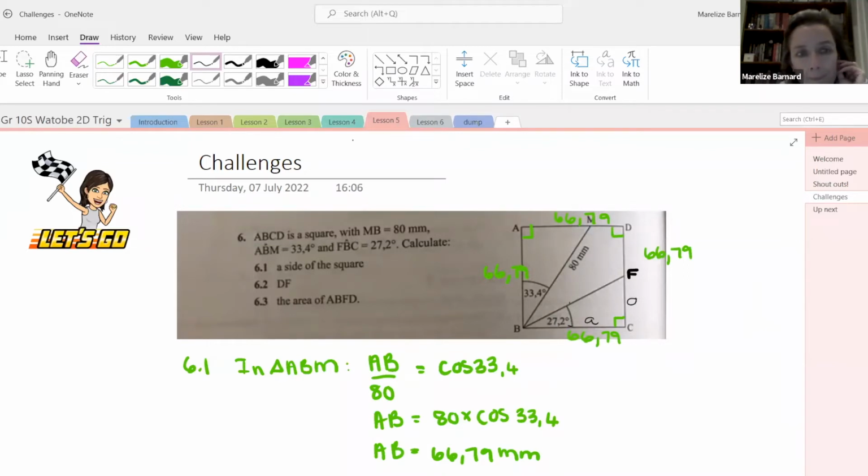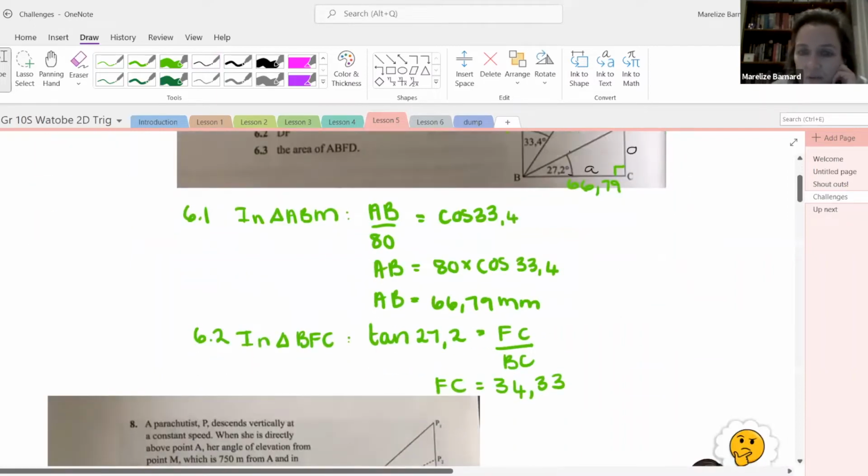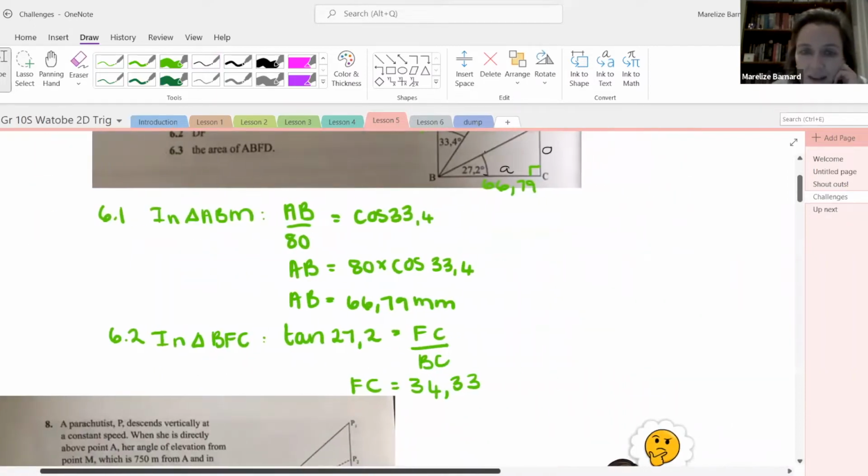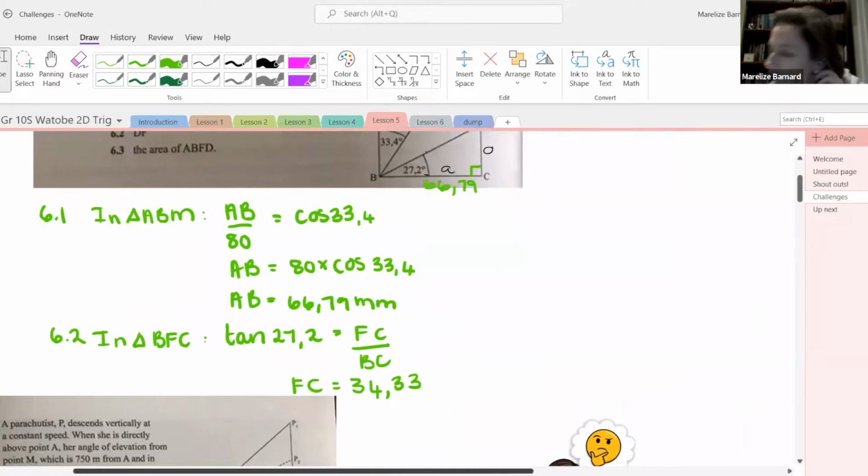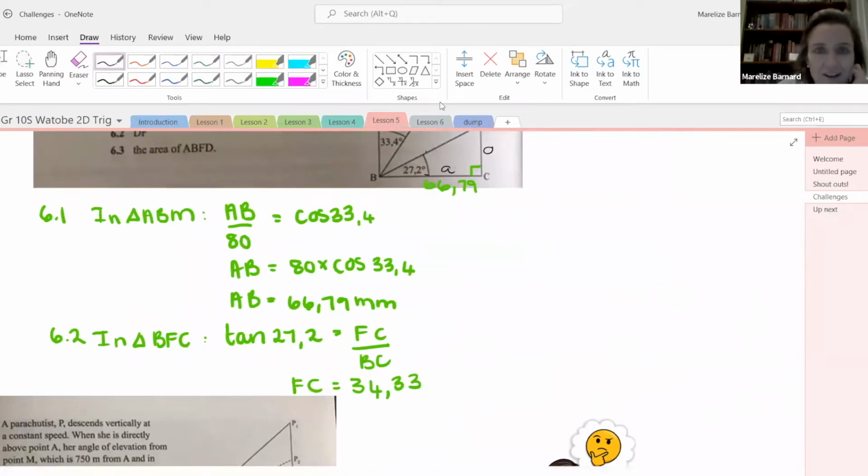I think, Miss Marlies, the 32s that you're seeing are the answer to DF. I think they're running ahead. You guys are amazing. Okay, so let's slow down, everyone, and let's just work together, okay?